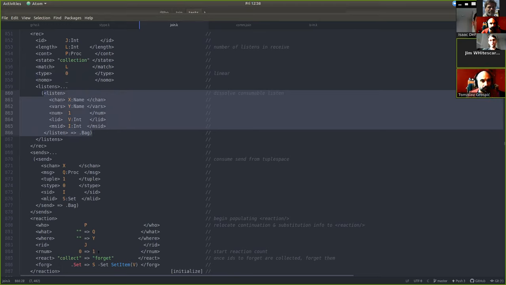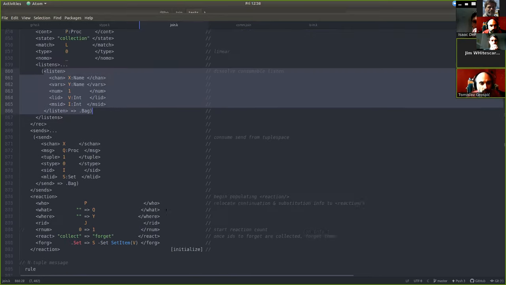And then when I go to this forget phase, what I'm going to do is look for all of the sends that have that particular listen ID, and just delete it from their collection of things that they match with, right? So this listen got deleted, it no longer exists. So I need to now go to all the sends that thought they could potentially match with that listen, and then delete that information from all of those sends. I see. So there's like a forget phase after I collect each one of these listens into the reaction cell.